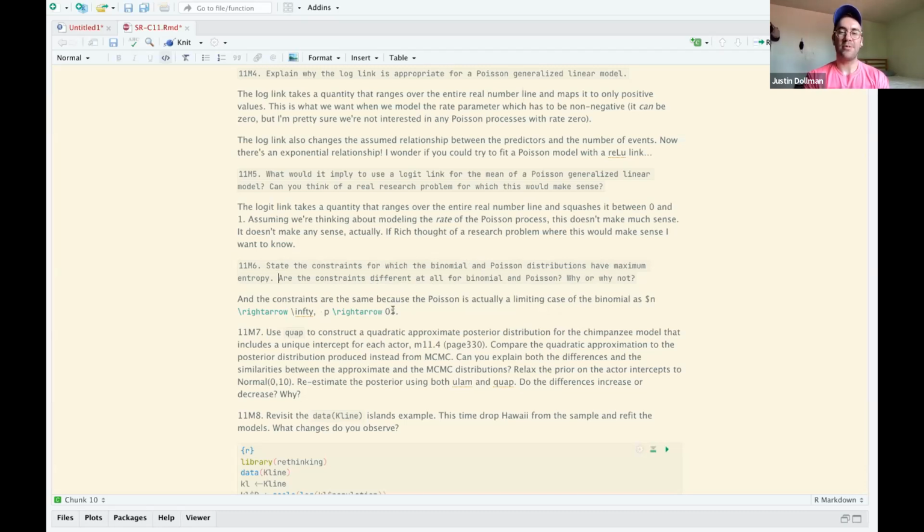For some reason, I decided to answer the second one first, and then the LaTeX didn't render. So what's interesting is that the constraints are the same. And this was something that was interesting when I first learned it. Well, I didn't start learning about entropy until I was reading this book. But the Poisson is just a limiting case of the binomial, where the number of trials goes to infinity, and p, the probability of success in any given trial, goes to 0. So they're actually like the same distribution in some sort of deep, profound way that I can only dimly understand.